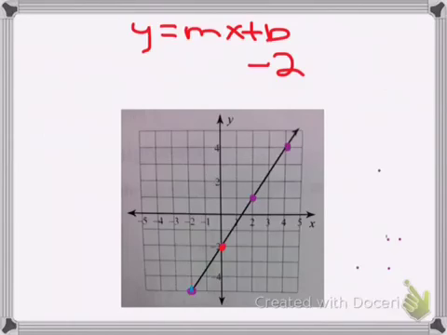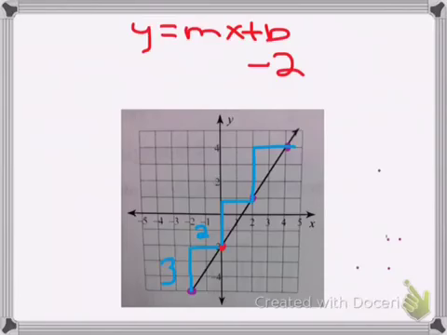From this point up to here, I went in the +3 direction and the +2 direction, 3/2. I'm going to try again. 1, 2, 3, 1, 2. So it looks like our slope is 3/2.